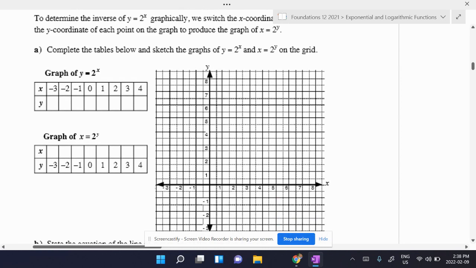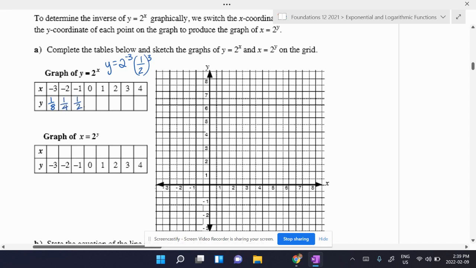So let's fill this in. If x is equal to minus 3, then y is equal to 2 to the power of negative 3. So that's going to be 1/8. Right? This becomes 1 over 2 to the power of 3. 1 times 1 times 1 is 1. 2 times 2 times 2 is 8.